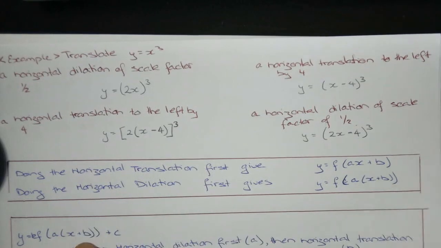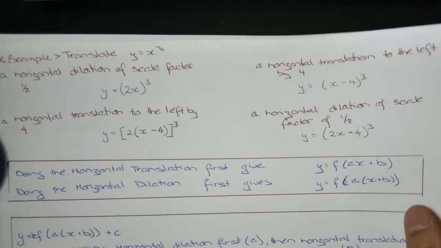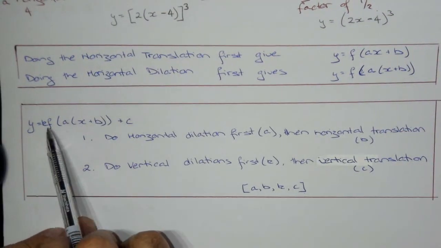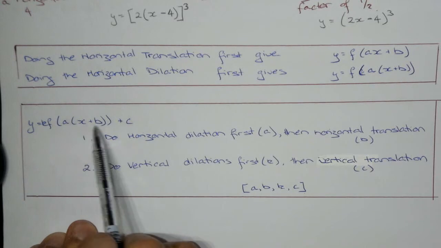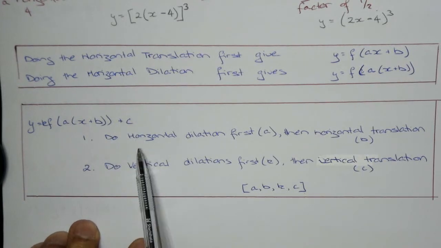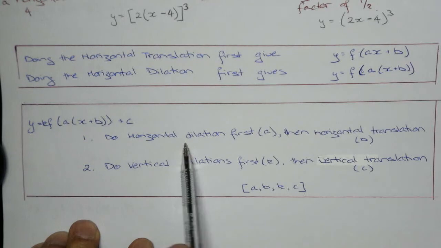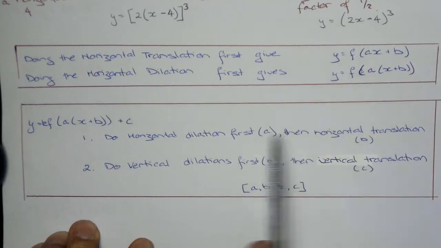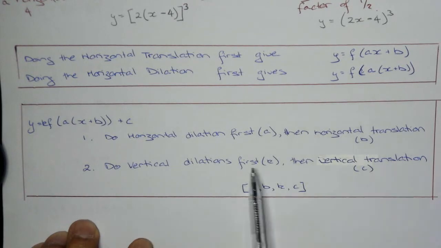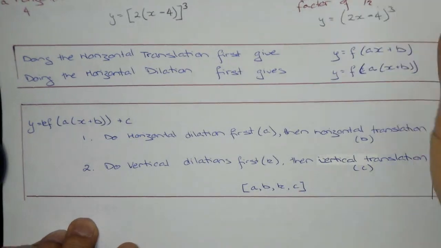All right. So note, when you get y = k f(a(x + b)) + c, try to remember to do the horizontal dilations first, and then the horizontal translation, so a before b. Then do the vertical dilations, and then the vertical translation, k then c. So try doing it kind of alphabetical: a, b, k, c.